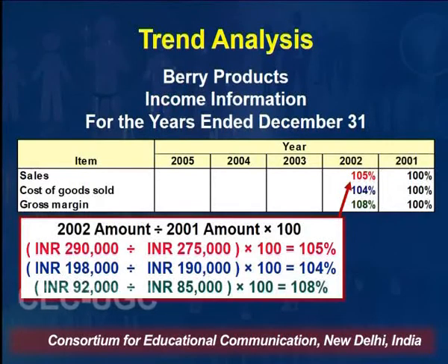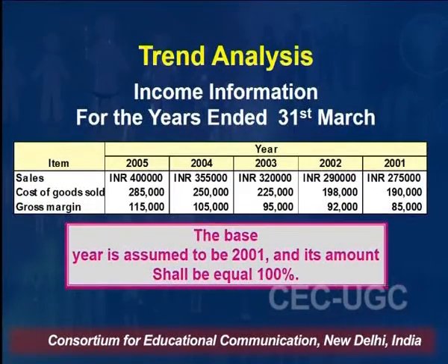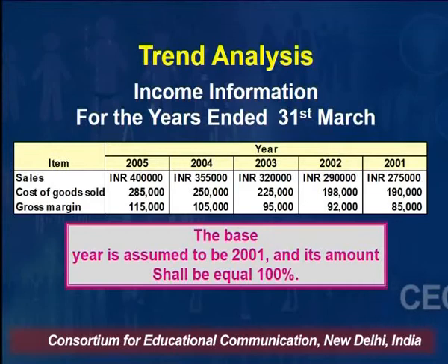So it would be like this: suppose I am taking the value of sales for the year 2001 to 2002. In the first year, I shall take the amount of 2002 and divide it by the 2001 amount, because that is the base year, and then multiply it by 100. So if we look at the value of sales, in the year 2002 it is 2,90,000, whereas in case of 2001 it is 2,75,000.